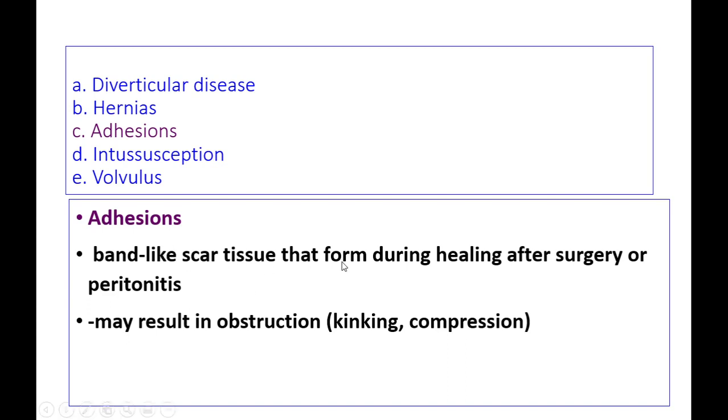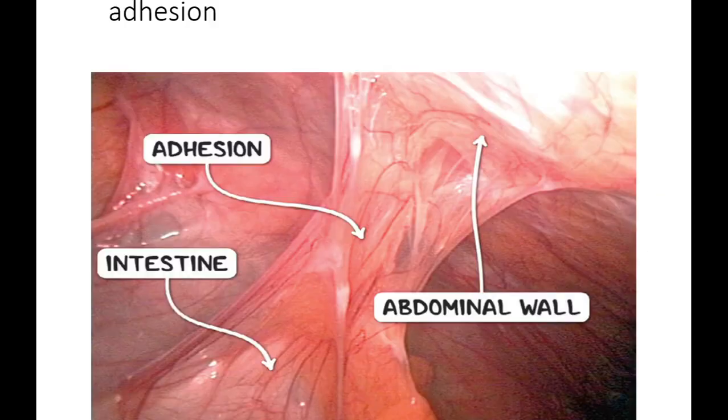Adhesions are band-like scar tissue formed during healing after surgery or after peritonitis. A thick band of fibrous tissue with kinking of bowel loops results in compression and obstruction of the lumen. An adhesion band connecting the abdominal wall and the intestine or bowel loop after surgery or peritonitis results in this thick fibrous adhesion band, complicated by compression on the wall and obstruction.